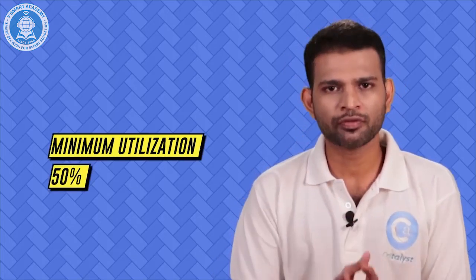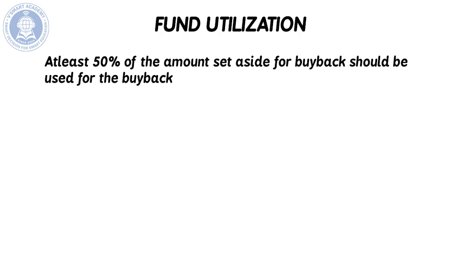This is an important point, so please pay attention. Whatever funds the company sets aside for the buyback, the company should utilize at least 50% of those funds. By 50%, I am not referring to the amount that is deposited in the escrow account. I am referring to the amount set aside for the buyback process. So, at least half of the amount set aside for buyback should be used for buyback.